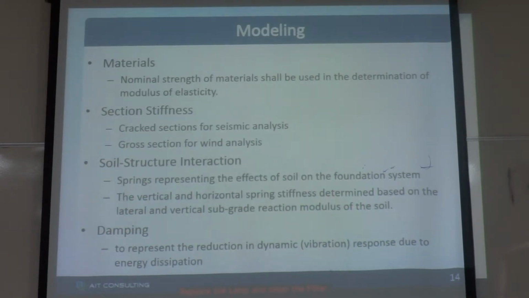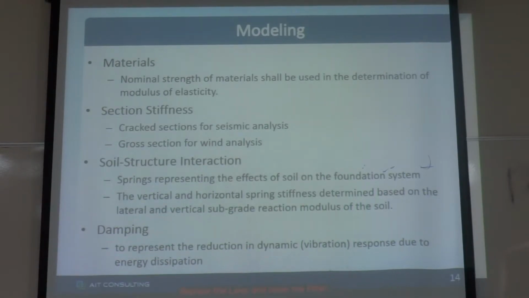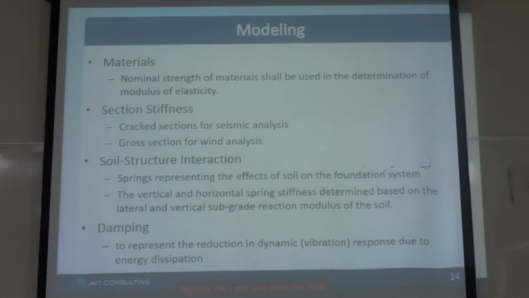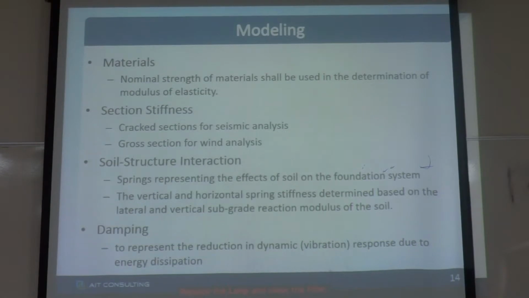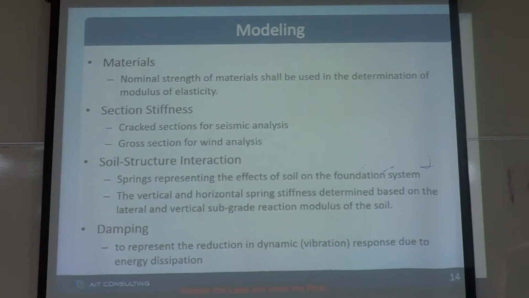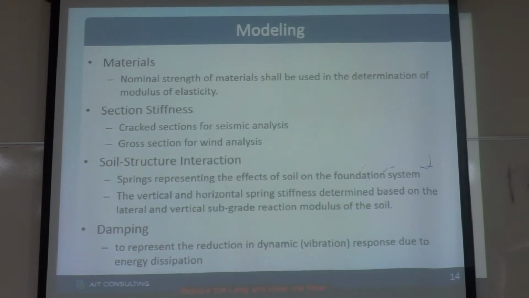For materials in code-based design, we normally use the nominal strength of materials. That nominal strength doesn't mean the actual strength; it is the lower strength. If you use a concrete strength of 4,000 psi in your design, in the building that concrete strength will be more than that. And then you have to model the section properties of the member sizes.